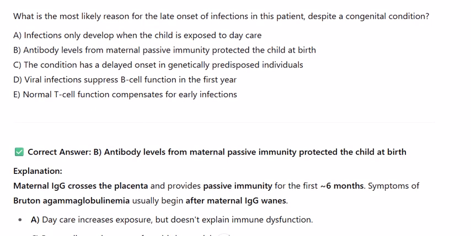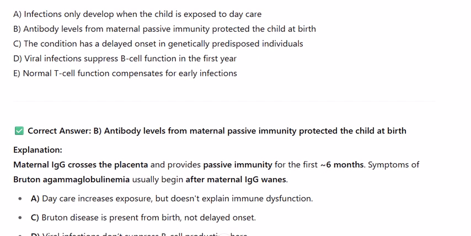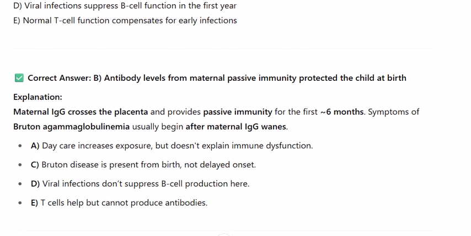A. Infections only develop when the child is exposed to daycare. B. Antibody levels from maternal passive immunity protected the child at birth. C. The condition has a delayed onset in genetically predisposed individuals. D. Viral infections suppress B cell function in the first year. E. Normal T cell function compensates for early infections. Correct answer: B. Antibody levels from maternal passive immunity protected the child at birth.